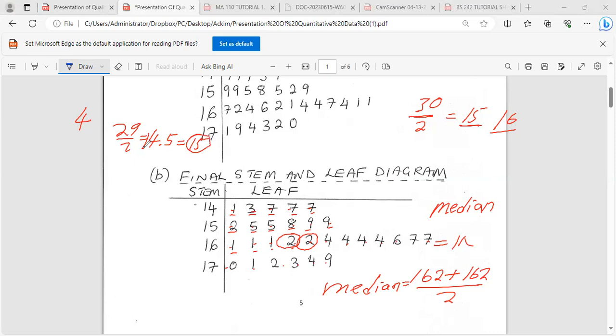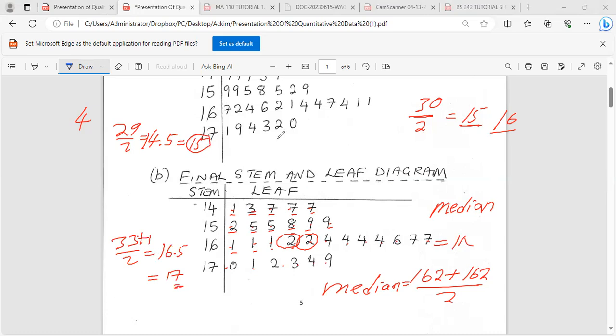Let's say it is 33. You divide 33 by 2 and get 16.5, then you round off, which is 17. So number 17 is in the middle. Or you can take 33 plus 1, then divide by 2, and you find that number 17 will be in the middle.